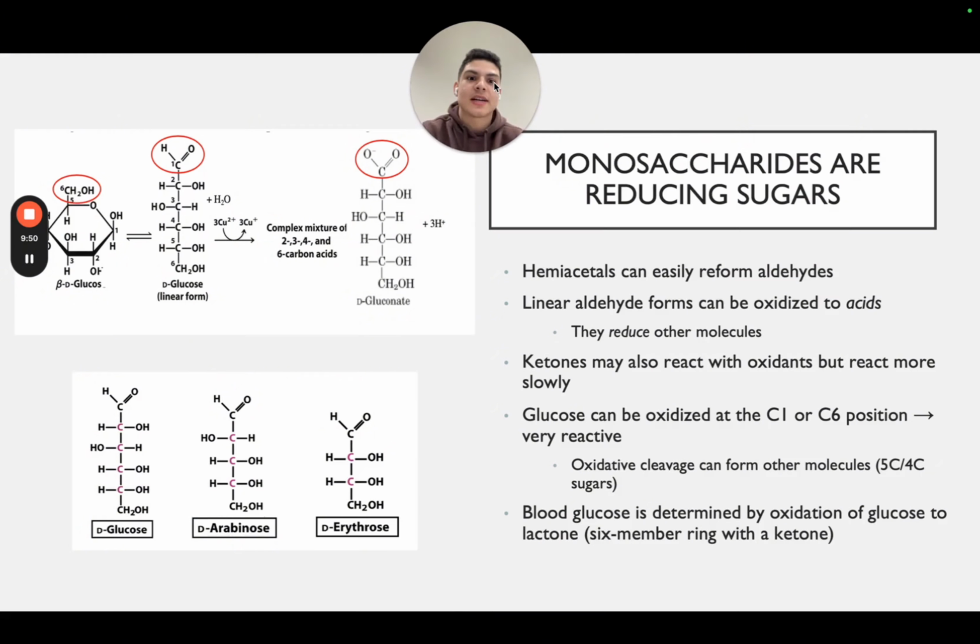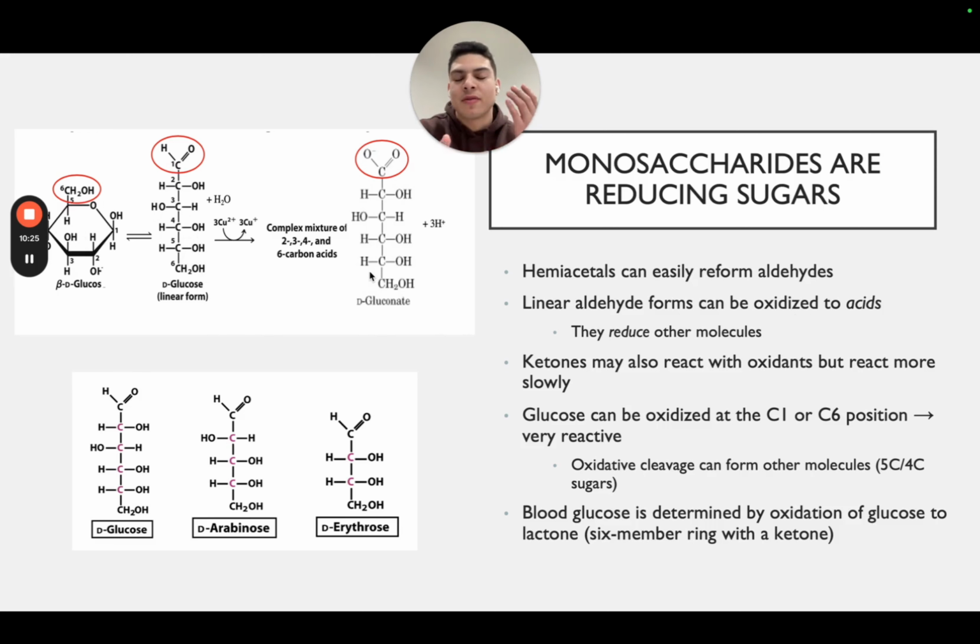But monosaccharides are reducing sugars. What that just means is, as you can tell here, when it's cyclic, we have an alcohol. When it's Fischer, we have an aldehyde. And when we oxidize it further, meaning that the sugar is a reducing agent, it will convert it from an aldehyde to a carboxylic acid. So sugars inherently are reducing sugars, they reduce other things. So hemiacetals can easily reform aldehydes. It goes from this to this. That's all that's saying. Linear aldehydes can be oxidized to acids, and they reduce other molecules as a result.